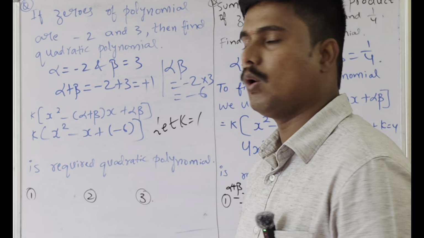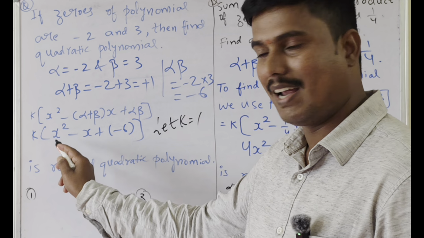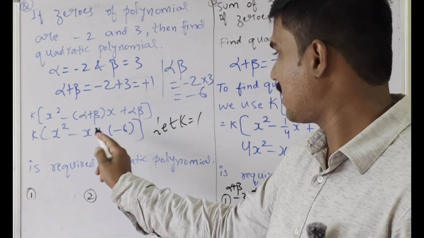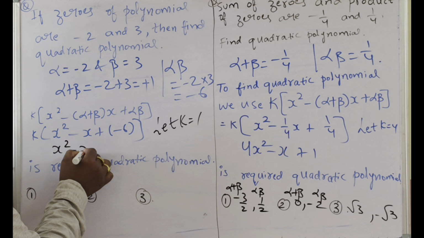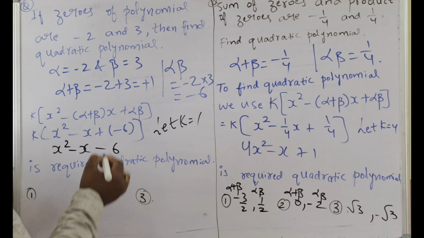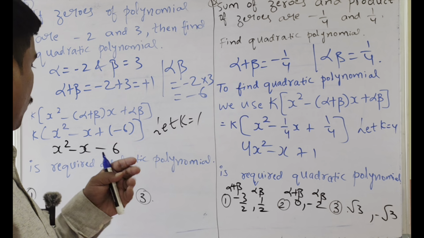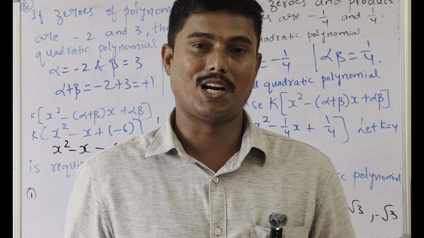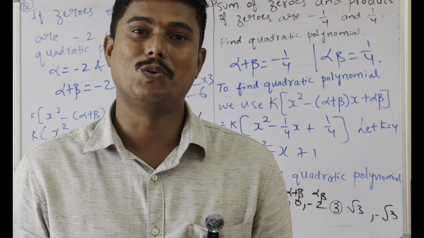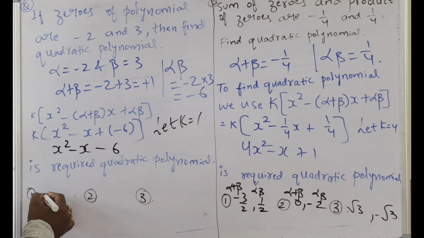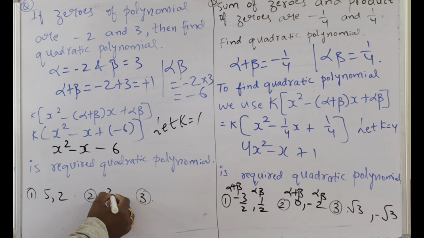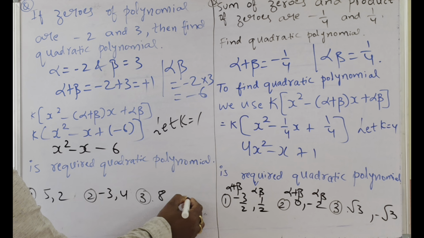When k is 1, 1 into x square, 1 into x, plus into minus. So what are we going to get? x squared minus x minus 6 is our required quadratic polynomial. Sir, we understood your basics. Now how to solve some homework questions? Absolutely correct. I'm going to give you some homework questions: 5 comma 2, minus 3 comma 4, 8 comma minus 1.